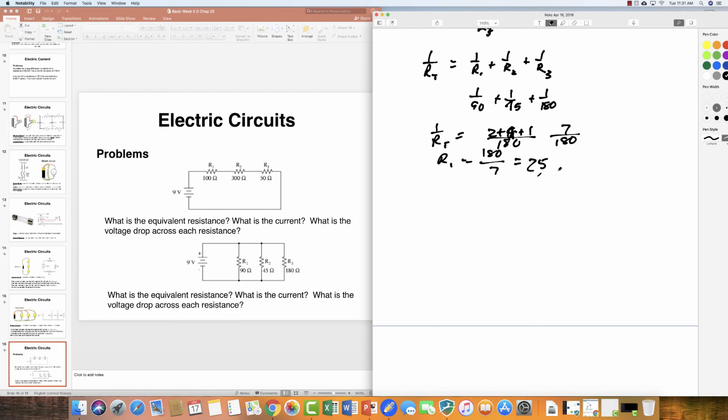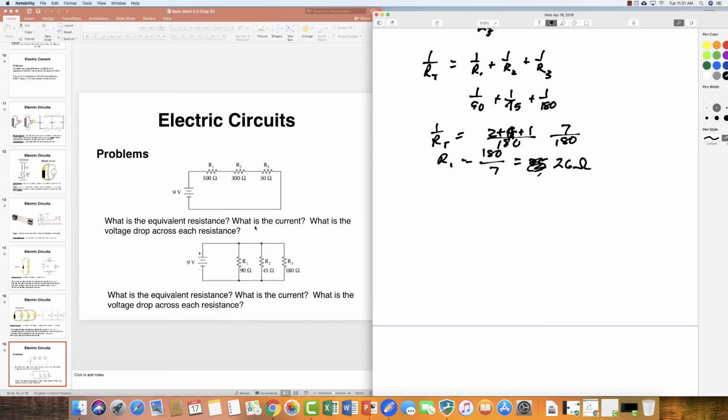And really we only have one significant figure, so 25 is going to be, well, let's say 26 ohms. It's actually 25.7. Let's say 26. Now, I would not put 30, okay? I would just say 26.